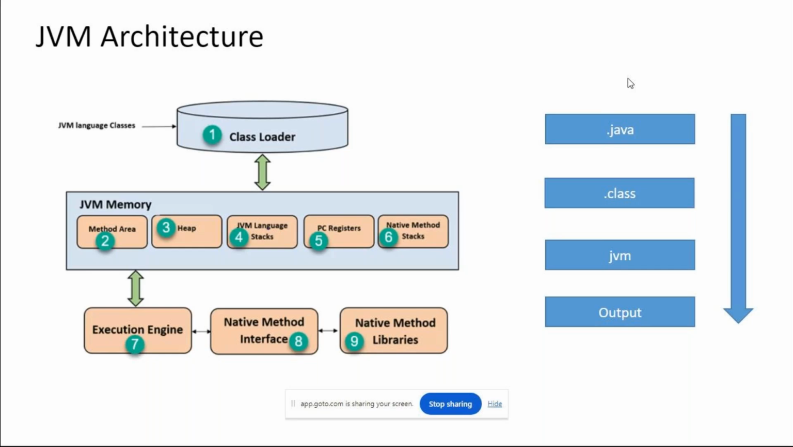JVM memory is the main important component. In JVM memory, there are five subdivisions: metaspace, heap, JVM stacks, PC register, and native stacks. Out of these five components, two are relatively very important: heap and JVM stack. And when comparing these two, heap is the major component from an engineering perspective.